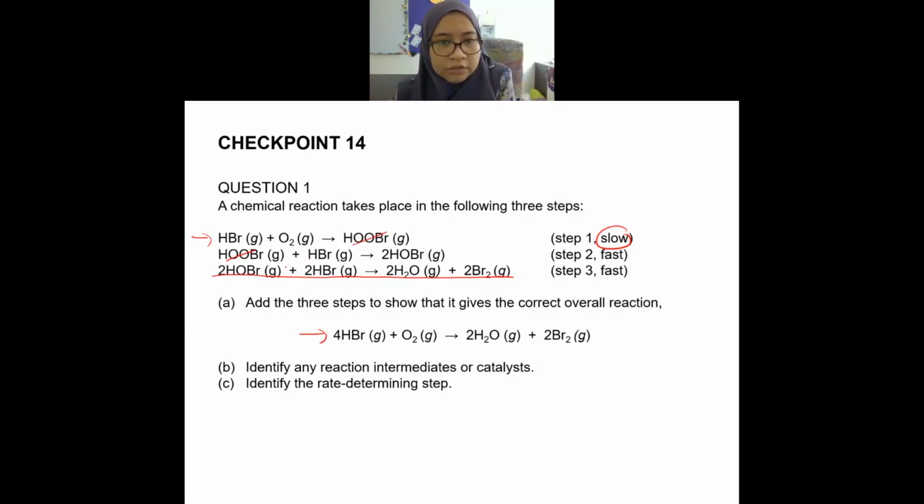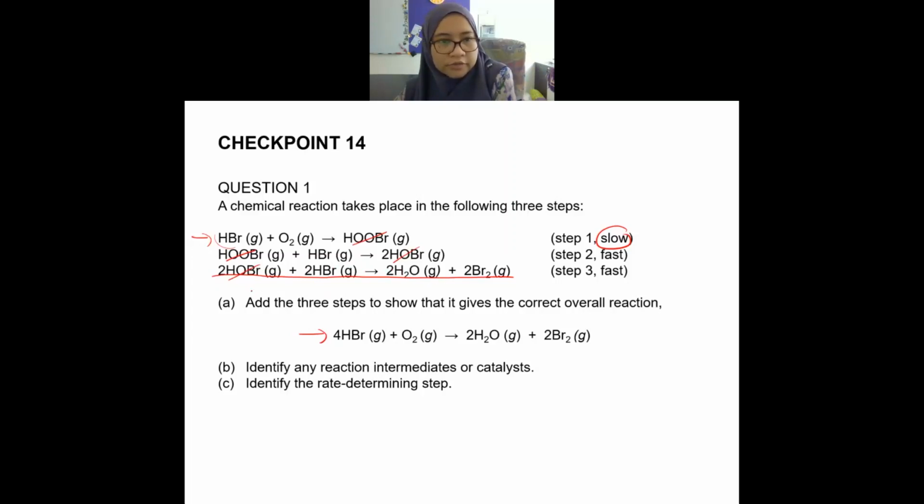And then how about the rest? Oxygen, do we have oxygen? No, this is the only oxygen that we have. HBr, so we have HBr here, HBr here, HBr here. All of them are on the same side. And then how about HOBr? So we have 2 HOBr here, another 2 HOBr there. Okay, so we have 2 reaction intermediates so far. So total cancellation.